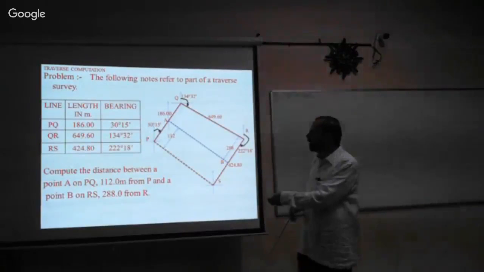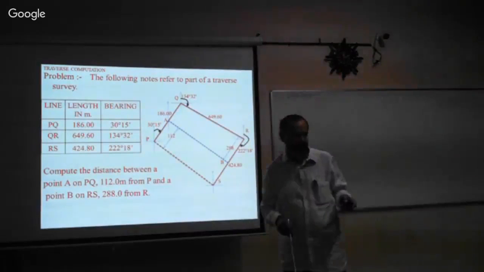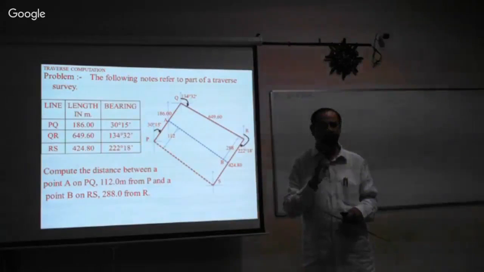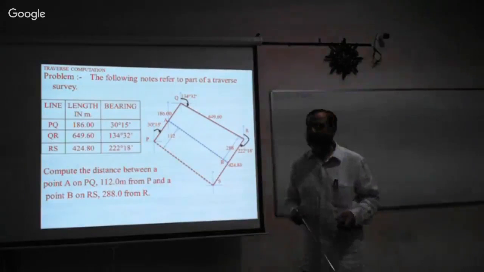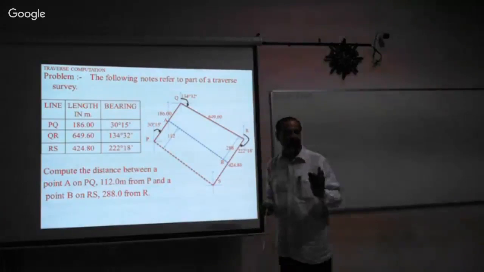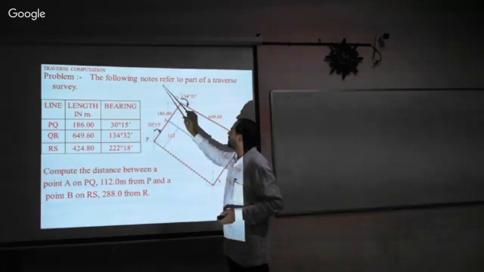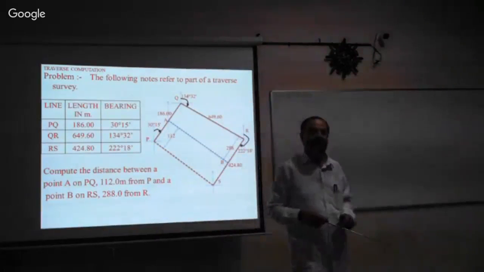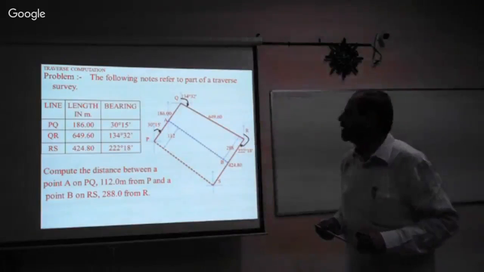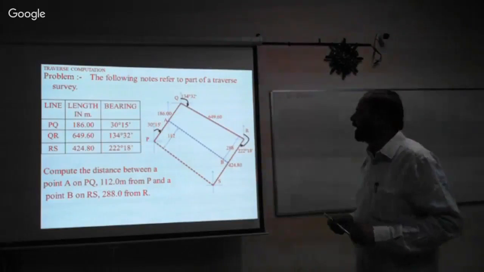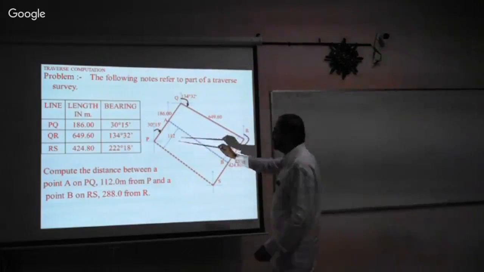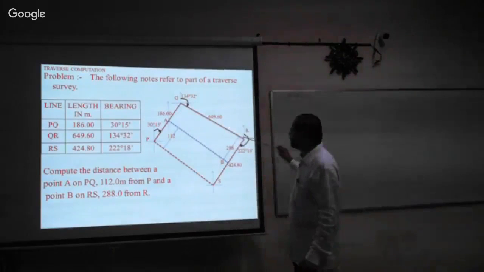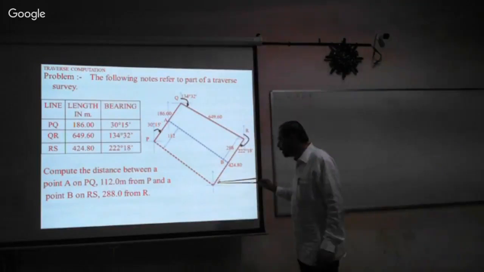Now, we have one more problem here. I will give the introduction, and the rest you can do. First, read the problem. The following notes refer to part of the traverse survey: PQ, QR and RS. For PQ, length is given, bearing is given. Then QR, length is given, bearing is also given.